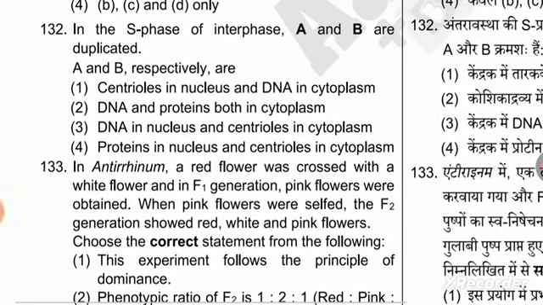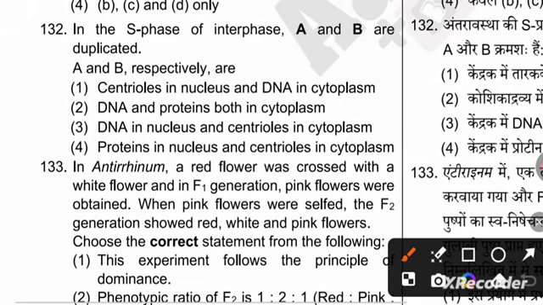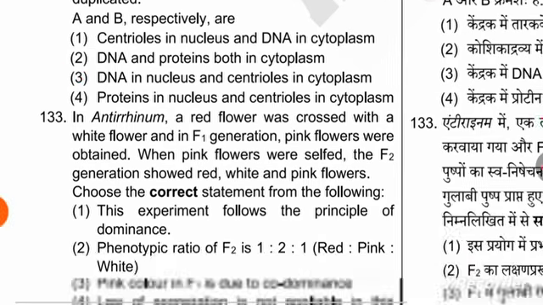In the S phase of interphase, A and B are duplicated. So what are A and B, children? Guess. A is DNA in the nucleus and B is centriole in the cytoplasm. Let us move to the next question.